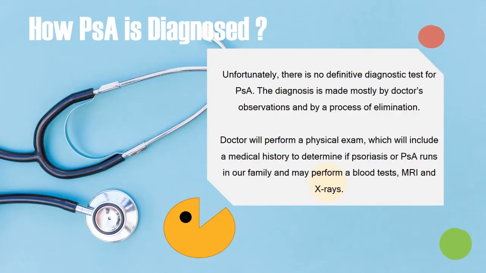How is psoriatic arthritis diagnosed? Unfortunately, there is no definitive diagnostic test for psoriatic arthritis. The diagnosis is made mostly by doctors' observations and by a process of elimination. The doctor will perform a physical exam, which will include a medical history to determine if psoriasis or psoriatic arthritis runs in your family, and may perform a blood test, MRI, and X-ray.